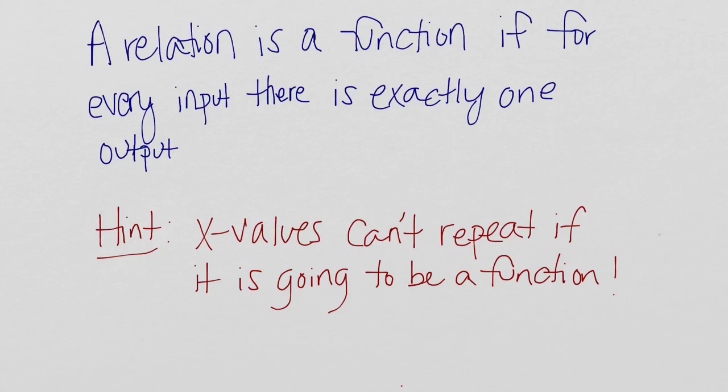So, a relation is a function if for every input there is exactly one output. This is the definition of a function. Alright, so if I want to know if it's a function, I have to have one unique output for every input, meaning one unique y value for every x value. And your hint here is something y'all have heard in middle school, I think: when I say, is it a function, you scream out, only if the x's don't repeat. And if that's how you want to remember it for now, go for it. But the definition is the one in blue. That's what a function really is.